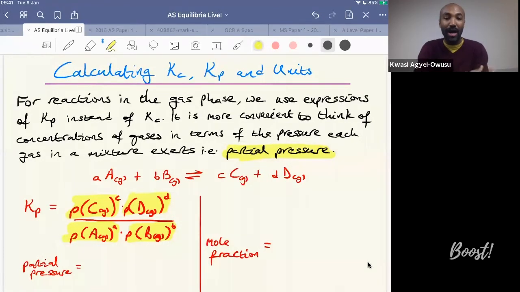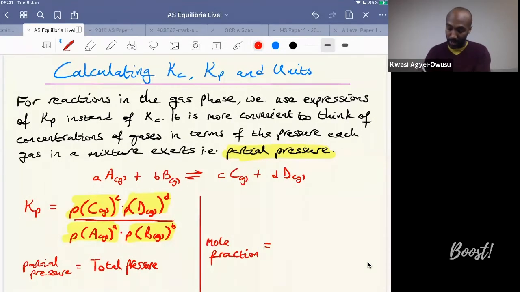Now, how do we calculate the partial pressure? Okay, so to calculate the partial pressure, you need to know what the total pressure of your system is. And this is typically given to you in order to allow you to calculate the partial pressure. So to calculate the partial pressure, we need to know what the total pressure is, and we need to know what the mole fraction is for the particular gas you're working out the partial pressure for. Okay, so total pressure times the mole fraction.